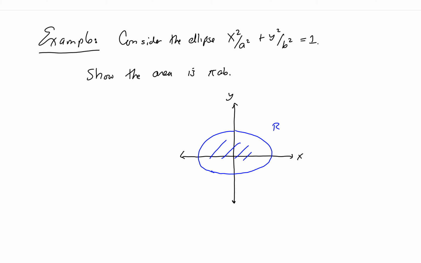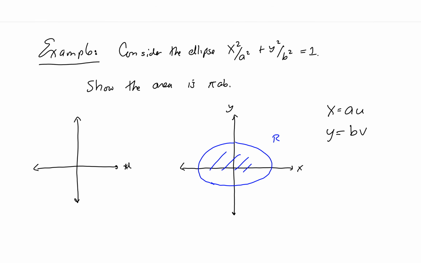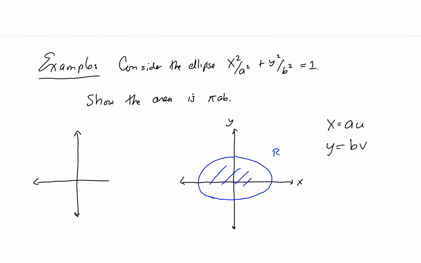Now I want to make a transformation here that gives me R but has a nice region to start with. So what could we do? Well, let's take X to be A times U, and Y to be B times V. And if I do that, then what gets mapped to my region here if I'm going to my UV plane?